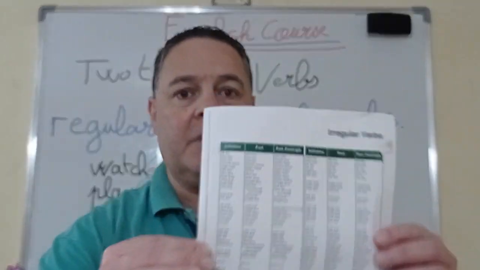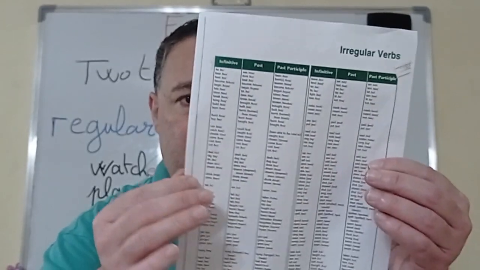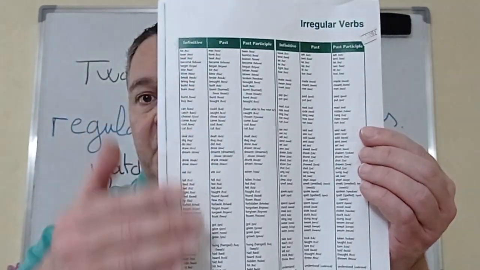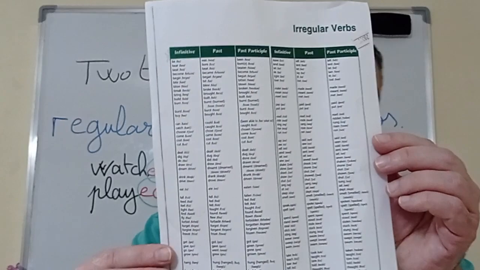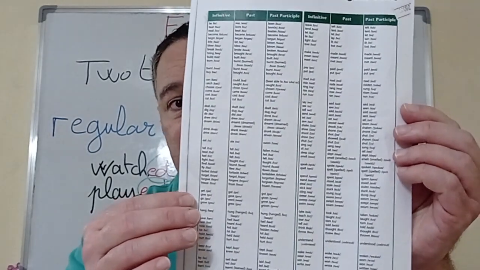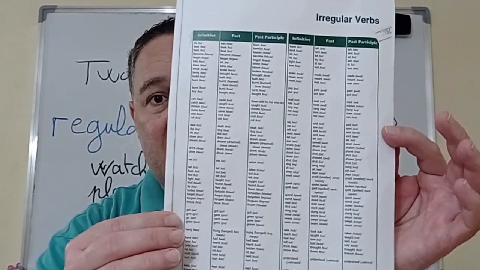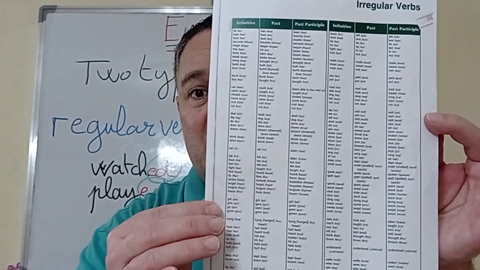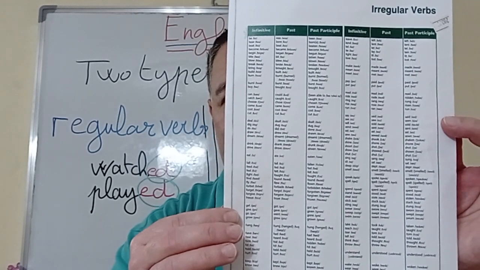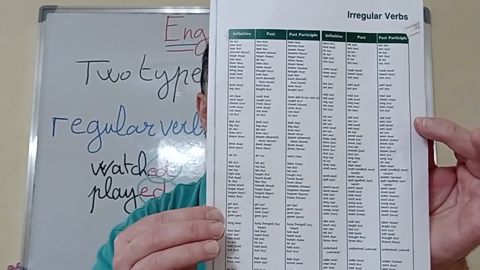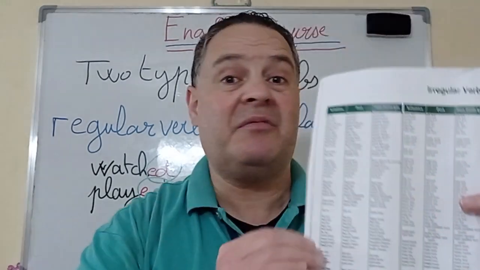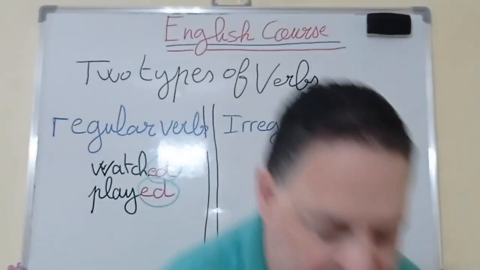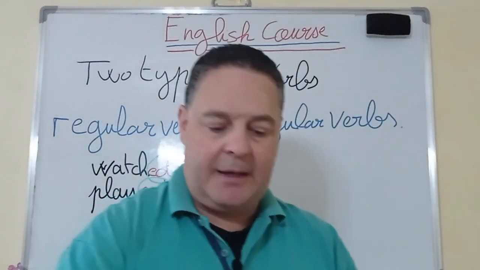So please, if it is clear, you can make a pause. You can screen it on your phone. If it is not clear for you to see every verb, please try to search for the information on the irregular verbs. It's very, very important to know them and to memorize them, please.